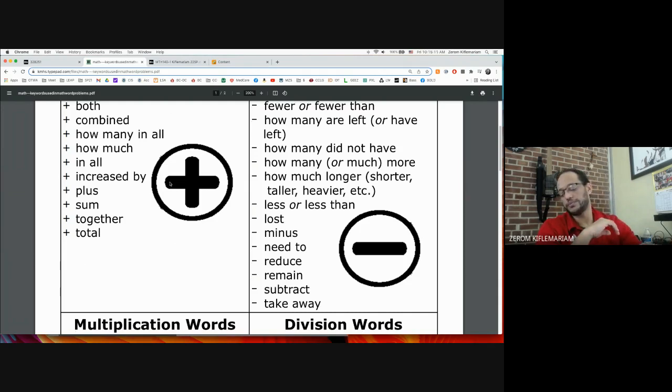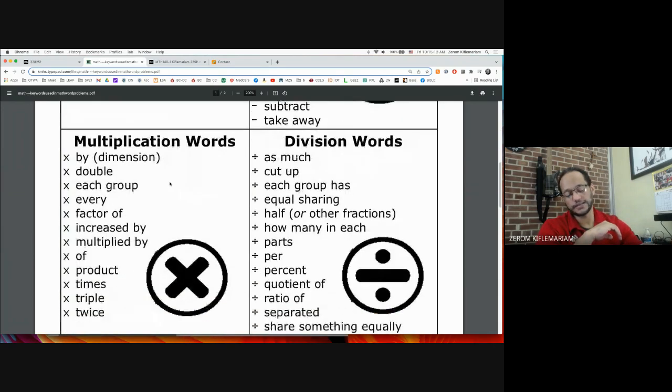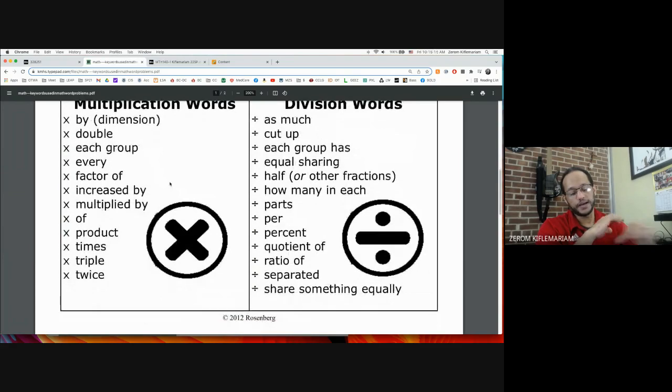If you see those kinds of words, then it should remind you that we are talking about subtraction. The next one would be if I see "by". Let's say the area of a rectangle is a certain width by a certain height, width times height. So usually they will say "by".